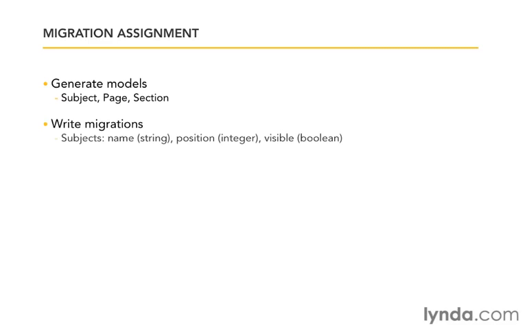Now, when we generate the models, we get the migration file included. You'll remember that when you generate a model file, you get a migration file at the same time. And the next step will then be to fill out that migration file, to write your migration. Let's take a look at what some of the columns would be.